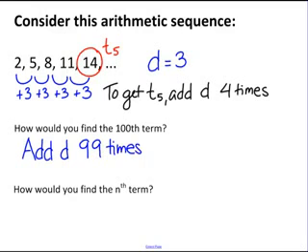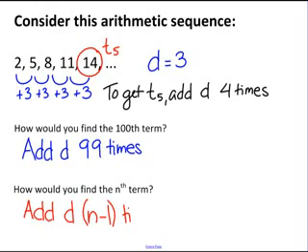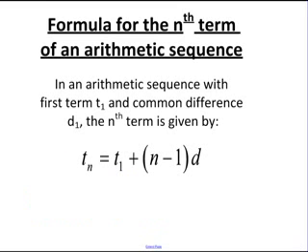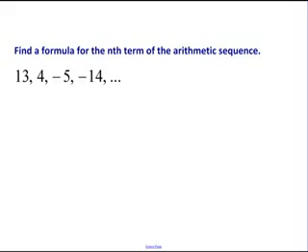It's 99 because you don't need to add anything to get to the first term. You already start there. So everything after the first term you have to add to get to it. And of course, this isn't just true for the 5th term or the 100th term, but it's true for any term. If you want to find the nth term, you add d, n minus 1 times. So here's the formula that we've come up with. In order to find the nth term, that's t sub n, you start with the first term, and you add d, n minus 1 times.